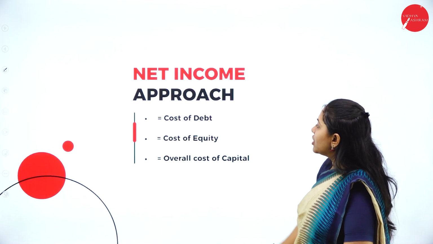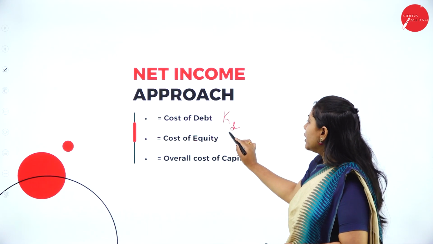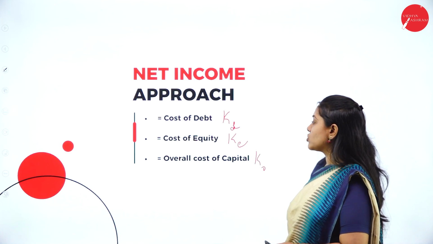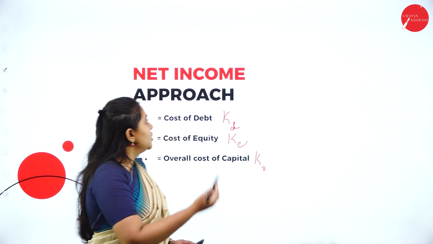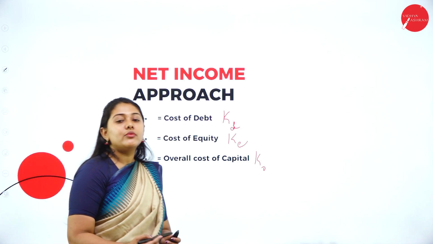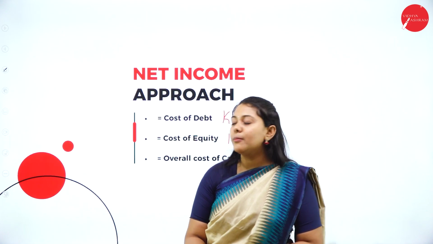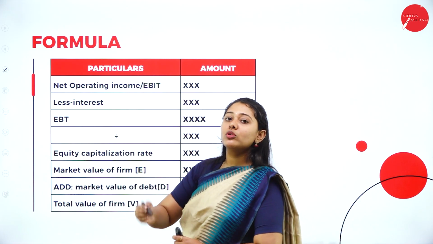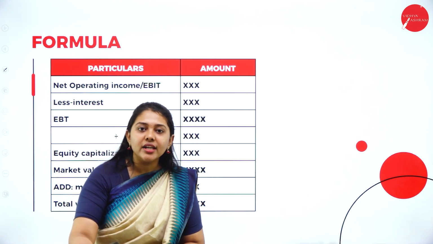So moving forward, what is this? This is the cost of debt, the equity capitalization rate, and this is the overall cost of capital. So this you have to understand. These are the abbreviations that we will be using in your net income approach. Moving forward, this formula I have put in a tabular form so that it will be very easy for you all to understand.